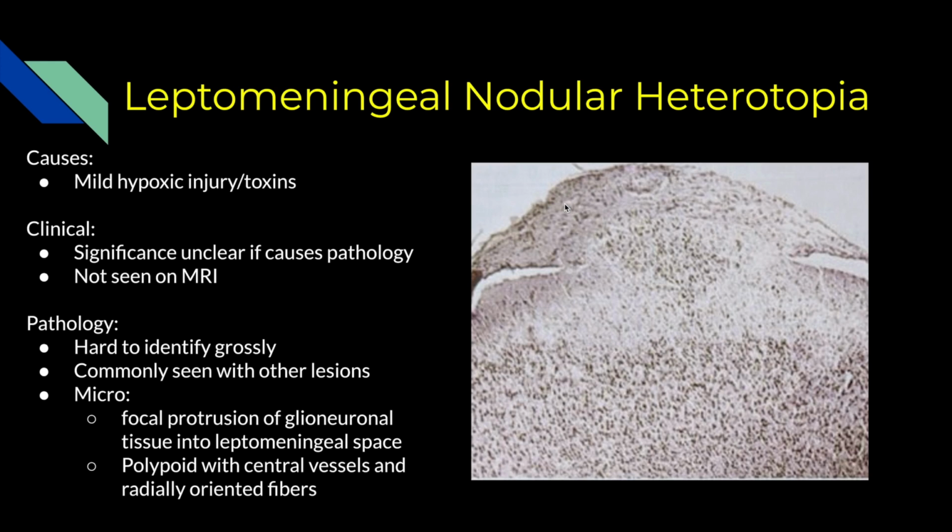You can't even see them at pathology. You really can only see them under the microscope, and they kind of commonly occur with other pathologies when you do see them, and thus their significance is, in my opinion, unclear. So again, you get focal protrusions of tissue in the leptomeningeal space. There's usually some sort of central vessel or some radial structure showing, suggesting some normal organization. But other than that, I just leave it here as a kind of milder form of disruptions in this glial pia limitans.